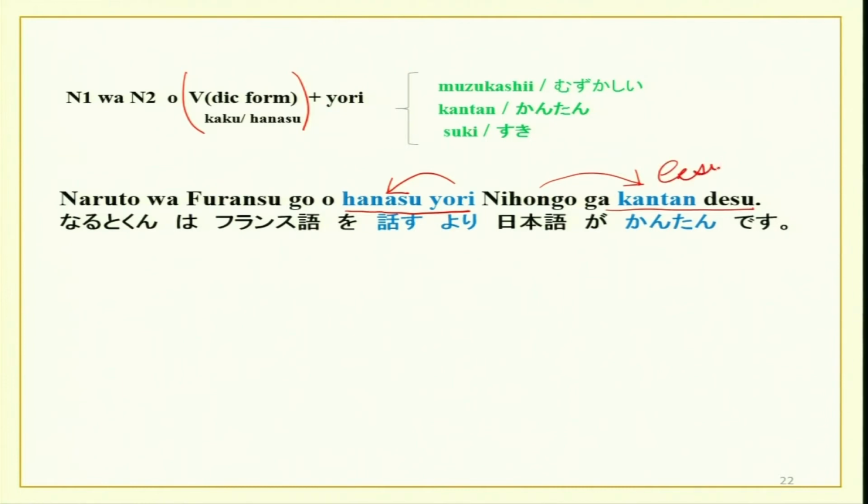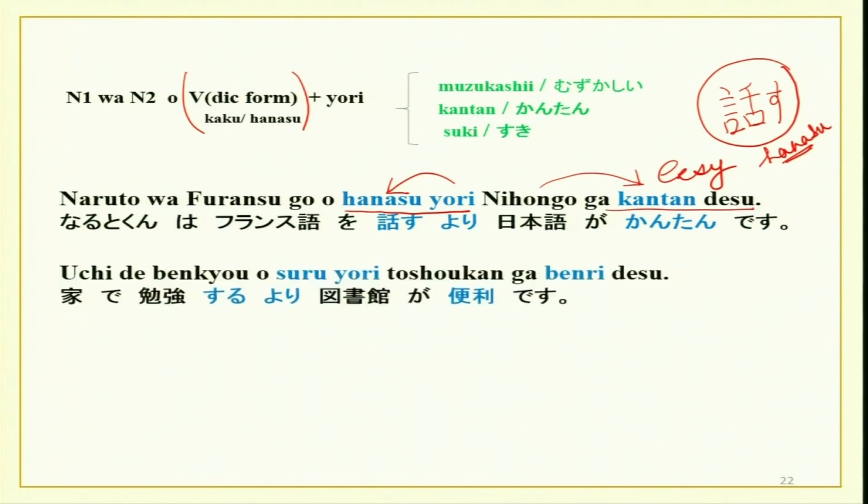Kantan is easy. Nihongo you already know. There is a kanji over here which is hanasu. Hanasu. I am also doing the kanjis because this is basically a revision of all the kanjis that we have covered so far. So, uchi de benkyo suru yori, toshokan ga benri desu. Suru yori. Uchi de benkyo suru yori meaning basically more than studying at home, library ga benri desu. It is convenient.